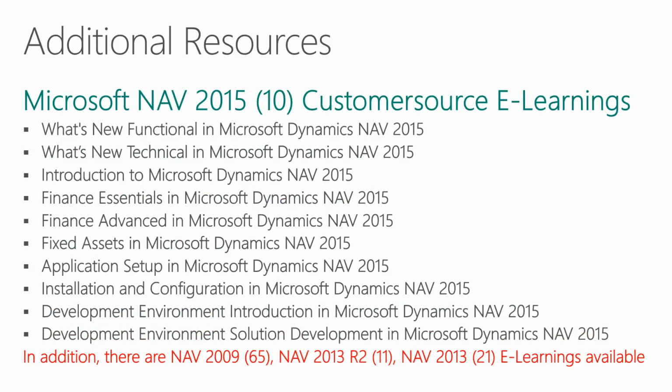We also have on Customer Source the e-learning that is available on the main page. And there currently are 10 e-learnings, as you can see listed here on NAV 2015. In addition to that, there are 65 NAV 2009 e-learnings. There are 11 NAV 2013 R2 and 21 NAV 2013 e-learnings. And a lot of these go backwards compatible. For example, in NAV 2013 R2, there's CRM, there's service management. So again, you can gain a lot of information, not only about NAV 2015 on e-learning, but also about previous versions. And again, that functionality carries forward.